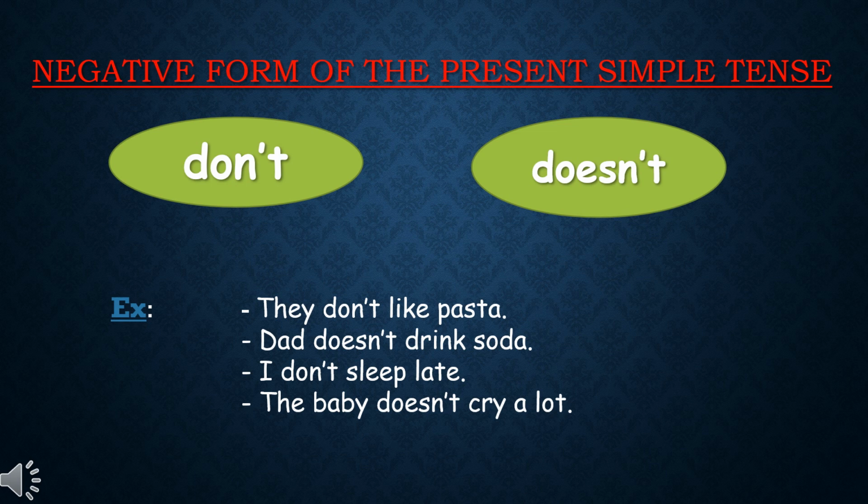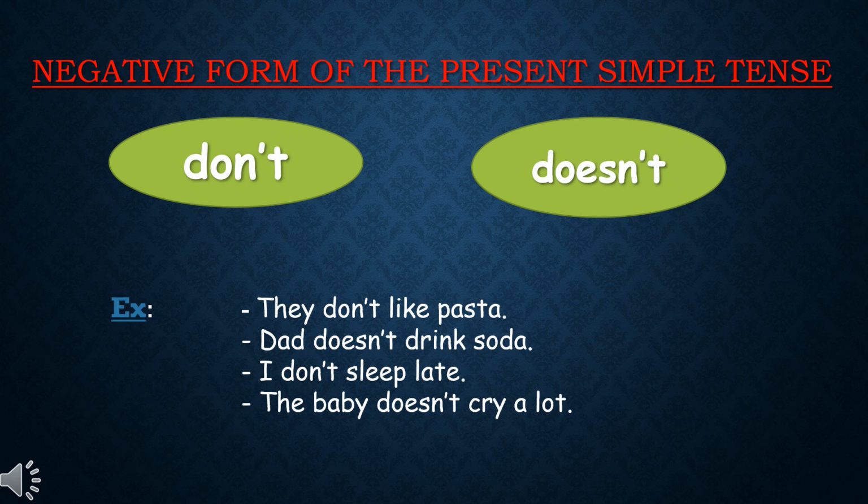Now, we want to deal with the negative form of the present simple tense. What do we use to change a sentence into negative if we are using the present simple tense? We need two important words. What are they? We have don't and doesn't. Where do we put them? Before the verb.